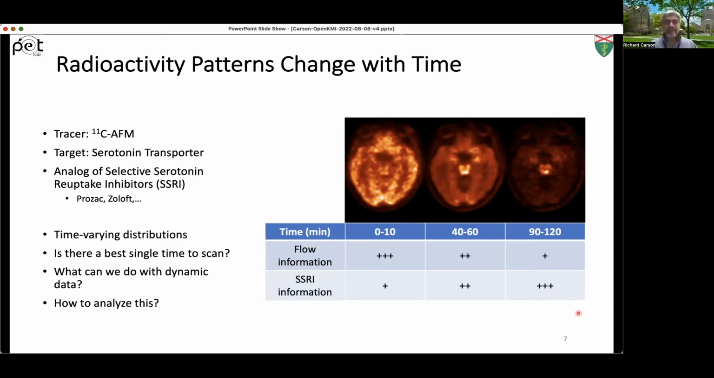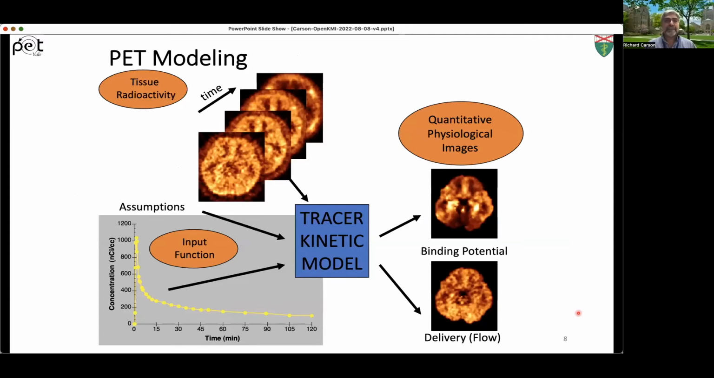How can we best use these data? How can we extract that quantitative information from it? And that's where modeling comes in. We're going to take our dynamic data. We're going to have to have some kind of model, and a model is an algorithm or a set of equations, or even deep learning methods nowadays, usually with additional information, ideally the input function of the tracer, which I'll belabor terribly in this talk. And the goal is to separate things out so I get images, or at least numbers, separating out the blood flow parts from the particular binding or the particular target or metabolism that we're talking about.